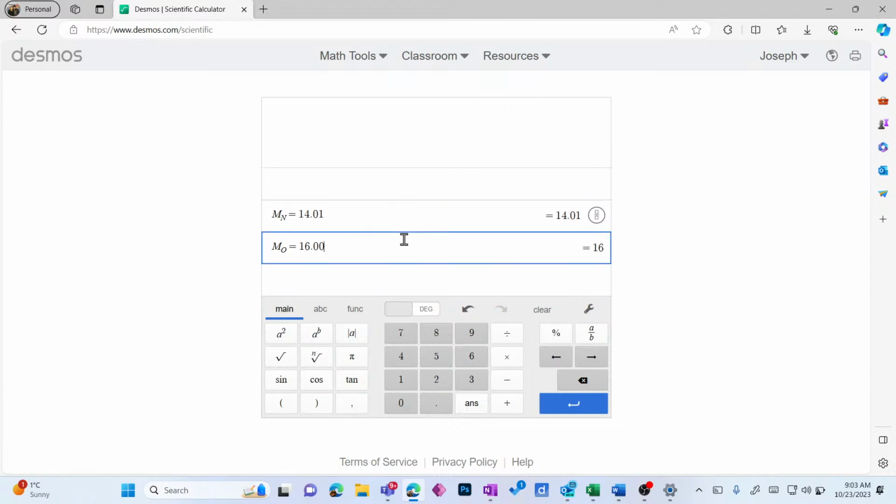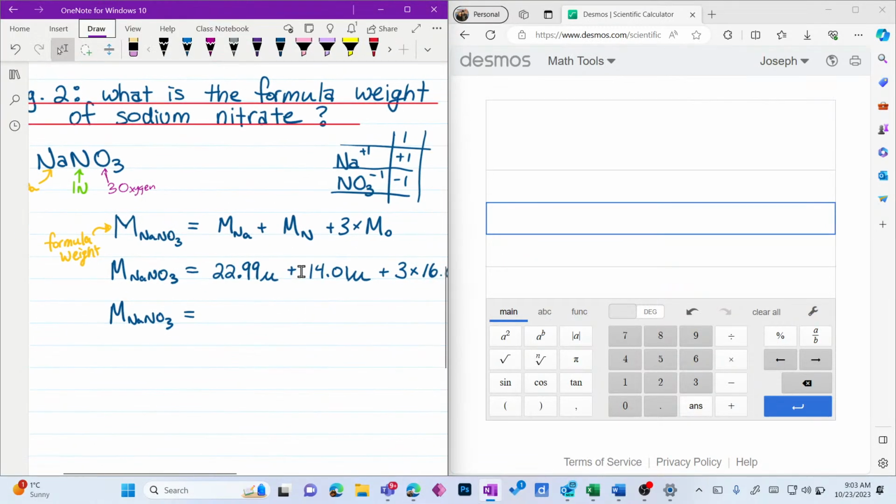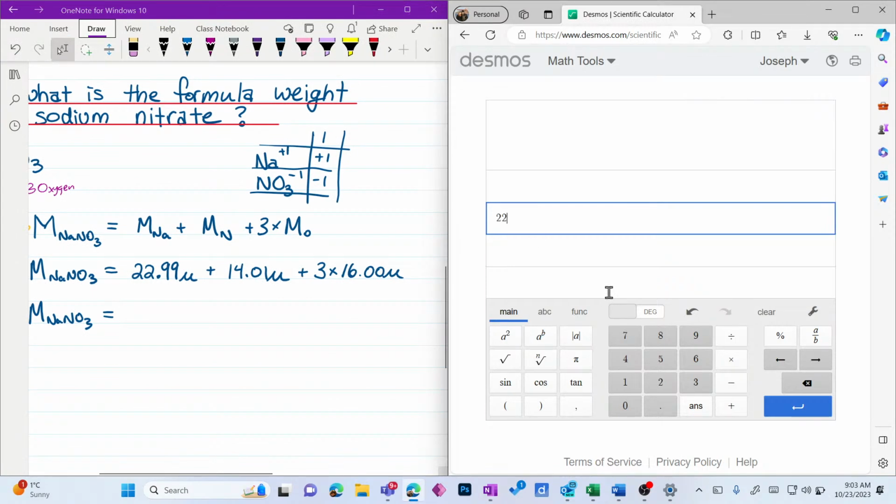But here's what a good calculator lets you do. On a good calculator, as you type, it just keeps the information on screen, and you can do it all in one step. So we're just going to say 22.99 plus, what next? 14.01. Whoa. Plus 3 times 16.00. And altogether that equals 85. Now, the reason it isn't putting decimal places here is because 0.99 and 0.01 actually cancel each other out, right?